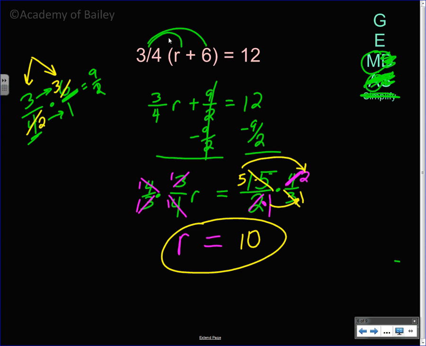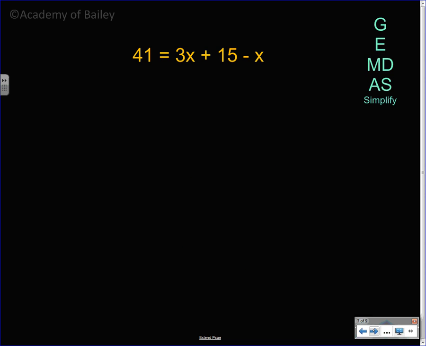I kind of like the first method better because we got rid of the fraction first and we didn't have to work with very many fractions at the very beginning. Now you can only do that if you have the fraction outside of the parentheses. If it would have just been 3/4 r plus 6, you can't just multiply by the fraction first because there's no parentheses there. So r equals 10. Let's look at this next one.